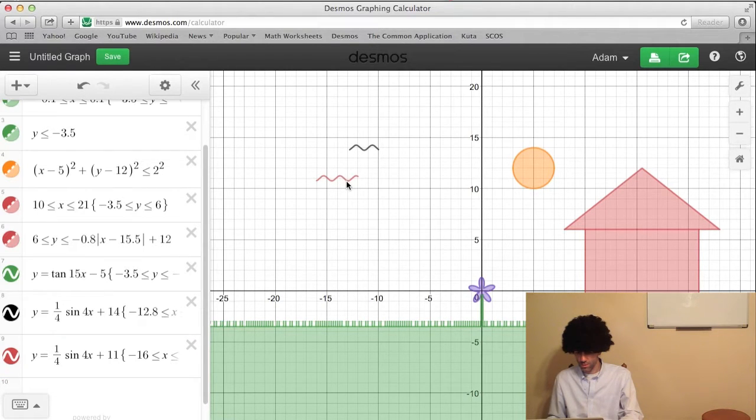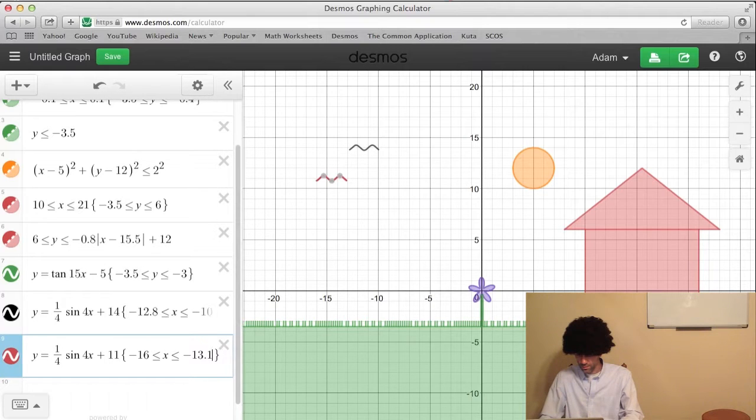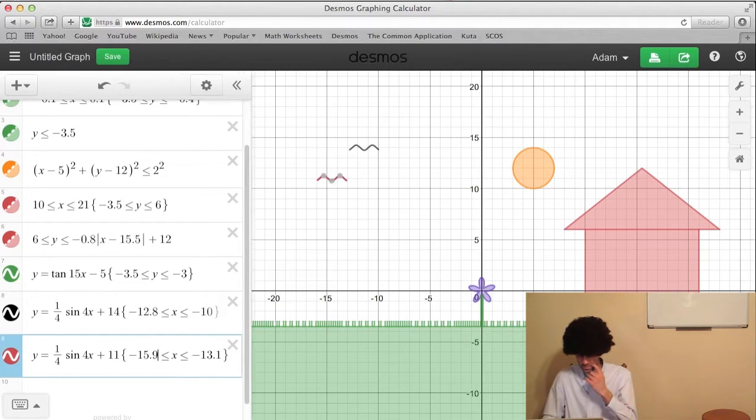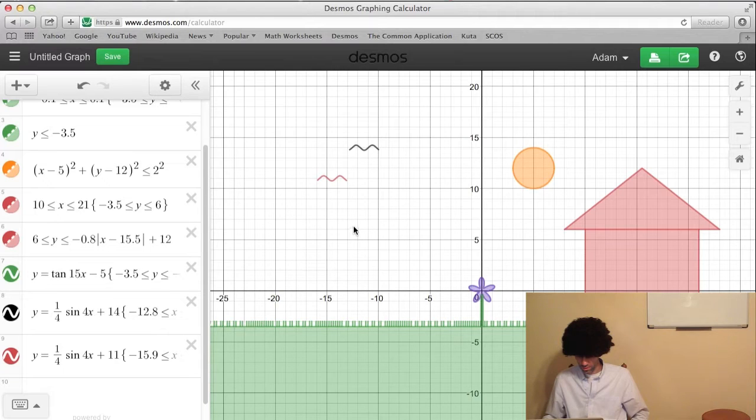And let's chop the bird off right about here. That's at about negative 13. A little too much. There we go. Actually, let's do 13.1 and negative 15.9. We have two birds that look pretty symmetric. Okay.